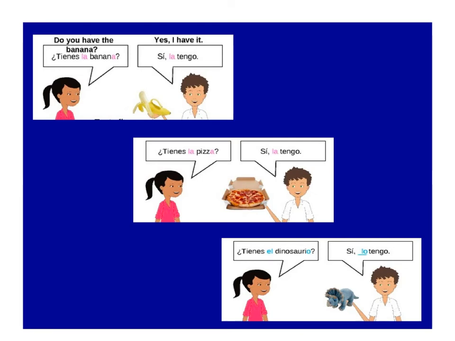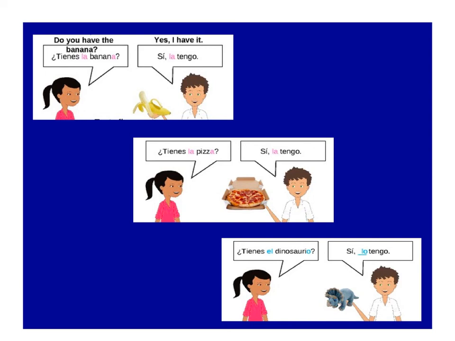So here again, you got more examples. To express, do you have the banana? ¿Tienes la banana? Again, to respond to this, it will be yes, I have it. It refers to la banana. So, sí, la tengo. It will come before the conjugated verb. Question number 2. ¿Tienes la pizza? Yes, I have it. Sí, la tengo.